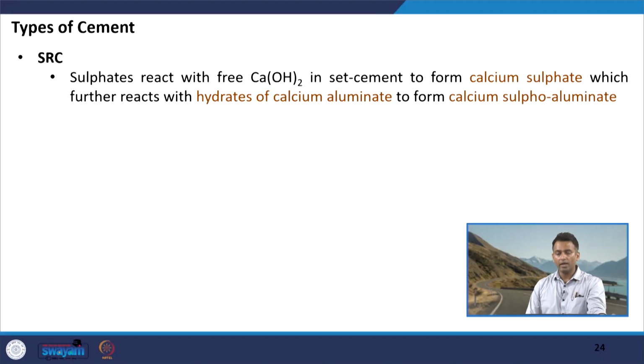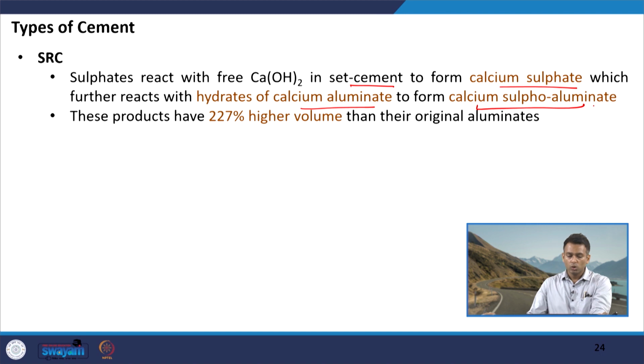Let us now discuss the next type of cement. In fact, this will be the last type of cement we will be discussing today, which is sulfate resisting cement, SRC. Sulfates react, and where do we get sulfate? In the soil, and when it comes in contact with water, we have it in dissolved form. Sulfates react with free calcium hydroxide in set cement to form calcium sulfate, which further reacts with hydrates of calcium aluminate to form calcium sulfoaluminate. These products have a volume almost 227% higher than the original aluminates.